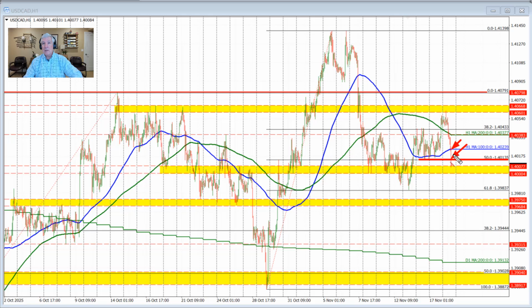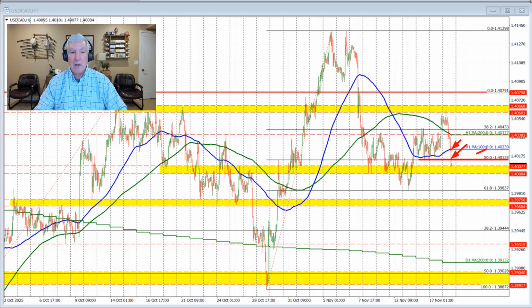The other resistance level for the traders who think that the dollar is going to go lower and the Canadian dollar is going to go higher and want to risk a little bit more on the trade is this 100-hour moving average at 1.40239. So that's my technical look at the dollar versus Canada. It's the biggest mover today, so it deserves a little bit more time.